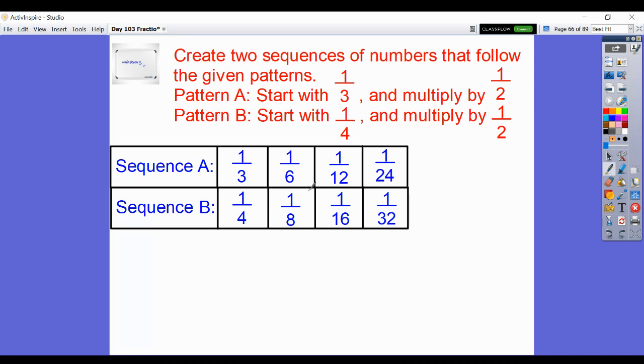Here it's a half again. So 2 times 4 is 8. 2 times 8 is 16. 2 times 16 is 32. If you have any questions, hopefully there's somebody there that can help you. Or you can ask your teacher when you see them next or communicate with them next. But hopefully that's clear to everyone.